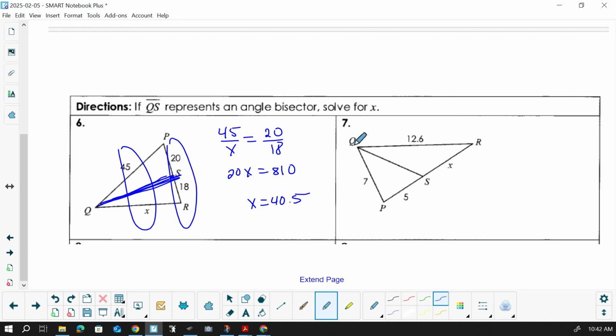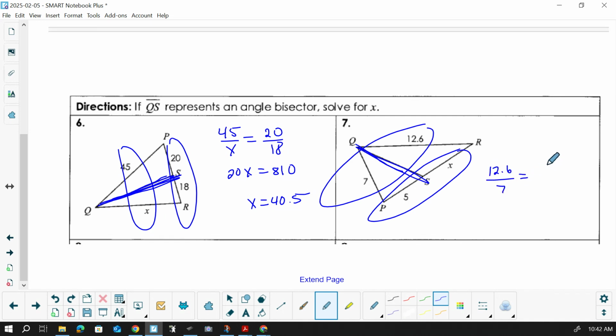Okay. Same thing with this one here. Here's that line, that angle bisector line. So there's one fraction, there's the other fraction, right? So go 12.6 over 7, and we go x over 5. Okay. So 12.6 times 5 is 63. This will work out good. X times 7, 7x. Divide both sides by 7, and we get x equals 9.